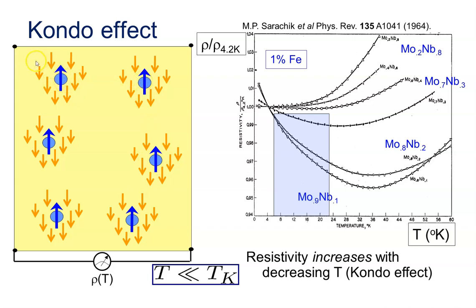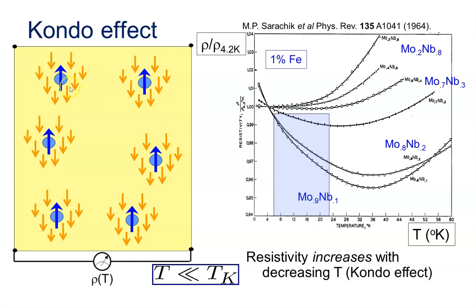But for every impurity, there will be this correlation between the spin of the electron that comes in and the spin of the impurity. They tend to form a singlet. But this is going to be a many-body singlet. The thing is that in this regime, this spin scattering actually starts playing a role in the resistivity. And that's why the resistivity increases.